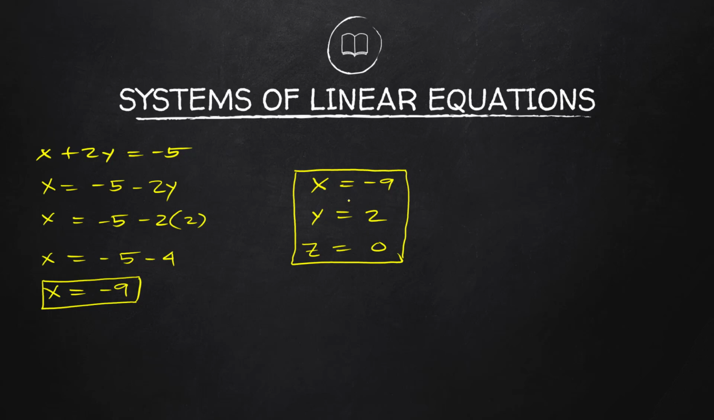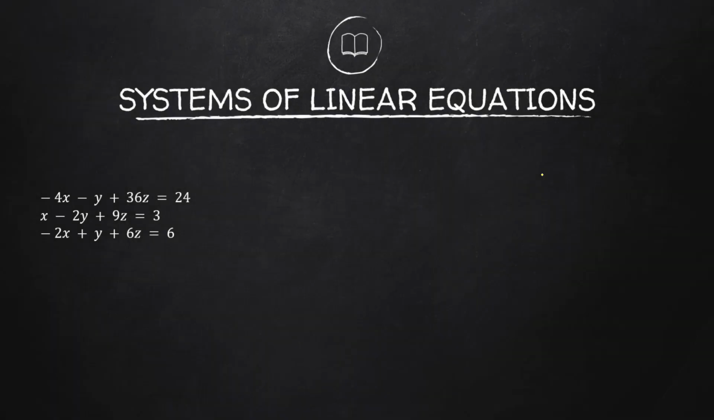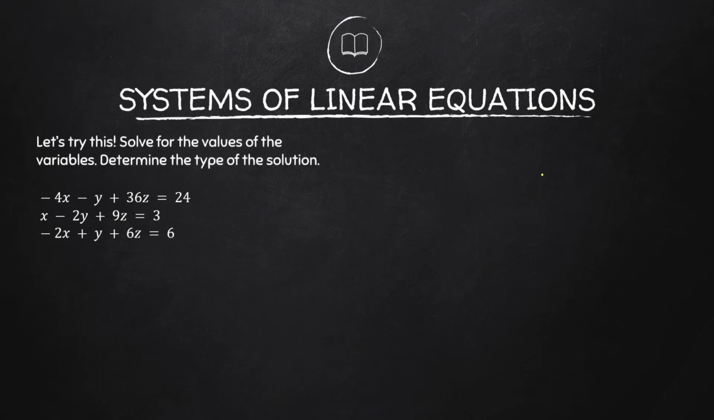If you graph those three equations from this example, these points, written as an ordered pair, negative 9, 2, and 0, will be the intersection of the three planes. And that is also the solution of your system of linear equations. Okay, let's have another example. Again, we are going to solve for the values of the variables and determine the type of the solution in this case.